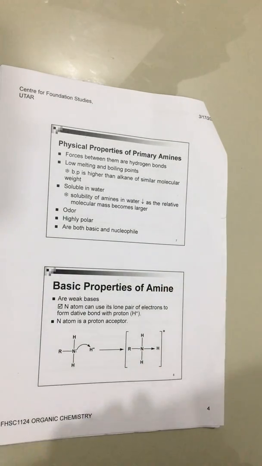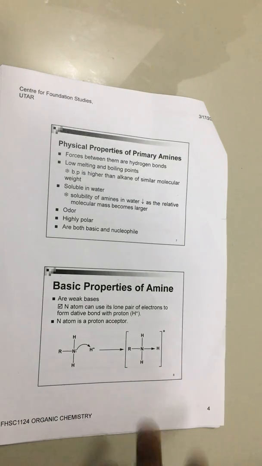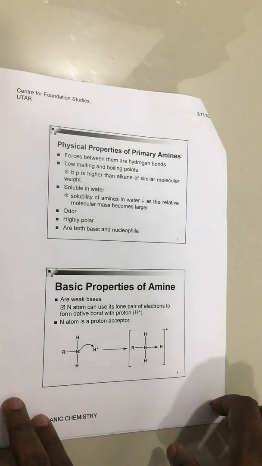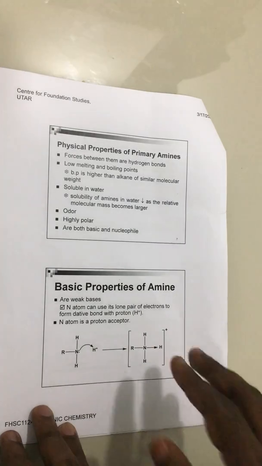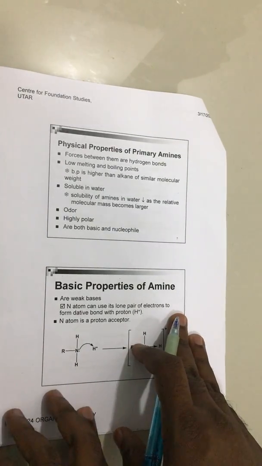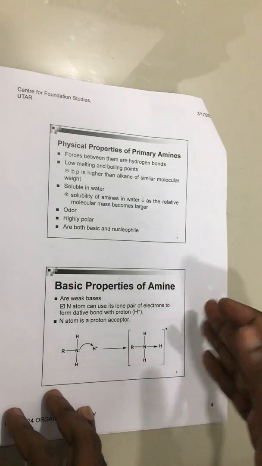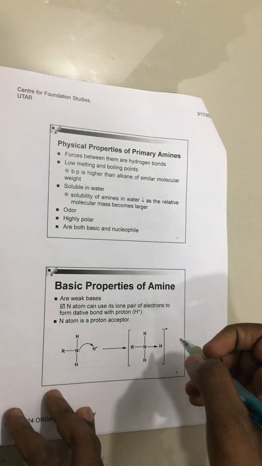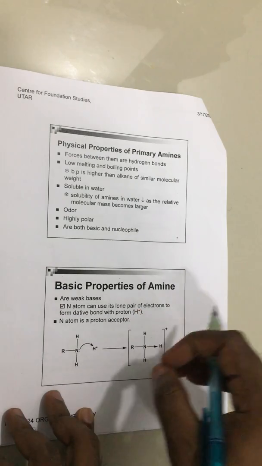For the basic properties, amine is actually a weak base. The nitrogen atom can use its lone pair of electrons to form a dative bond with a proton, in the sense of a hydrogen ion. What does a dative bond mean?